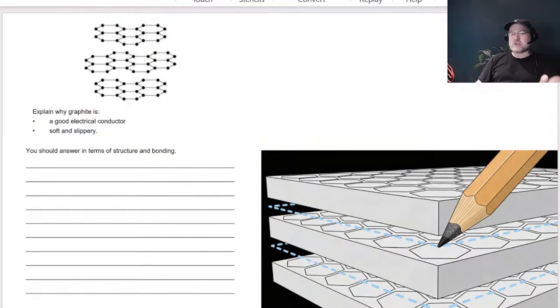Something else I want to go over, since we're on the bonding topic, is the polymers. Oh no, it's graphite. We're back with graphite. This is a 6 marker, so test yourself out quickly. 3 marks for why is it a good conductor, and then why is it soft and slippy? So they're 2 different things.